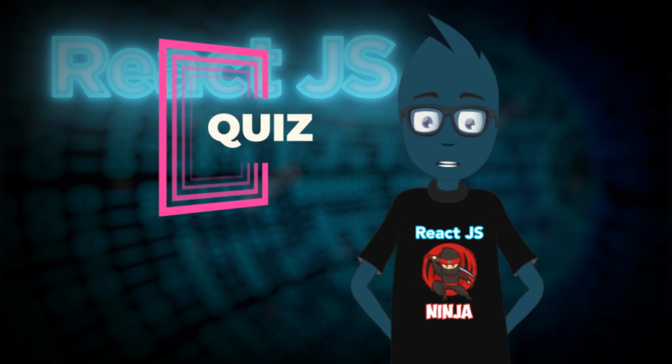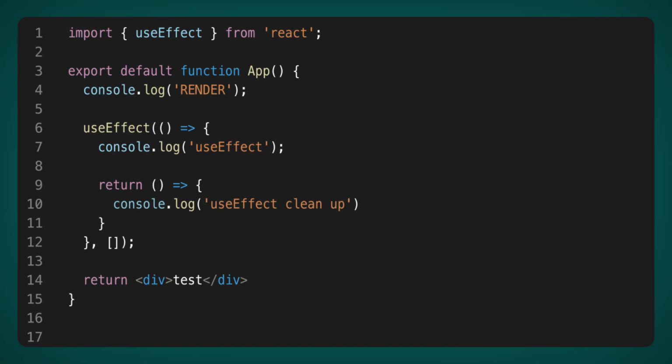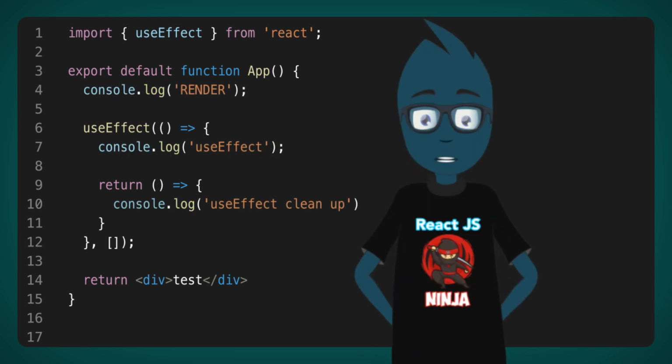To explain it, let's have a quiz. So we have a certain component, which has a console log right in the render function, another console log inside useEffect, and the last console log we do in the cleanup method of useEffect. Let's now analyze the situation with strict mode turned off. And here is the question. Which console logs will we see in the console when the application is first launched? I'll give you 3 seconds to think.